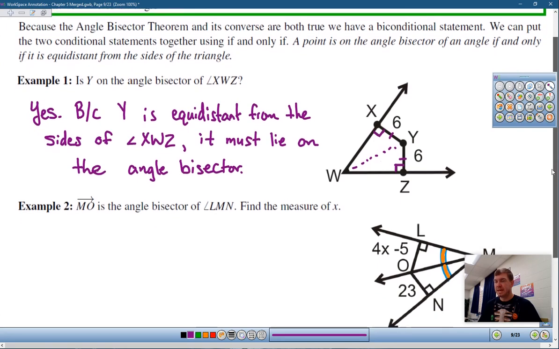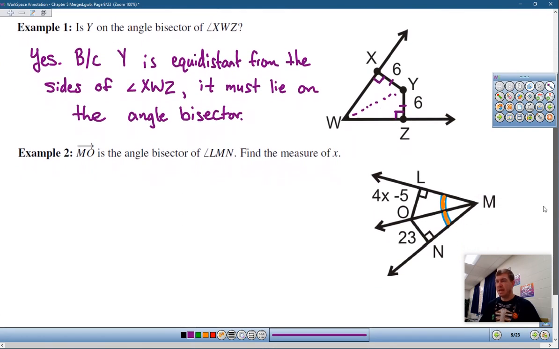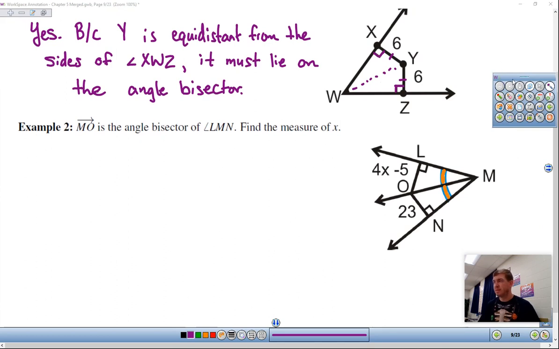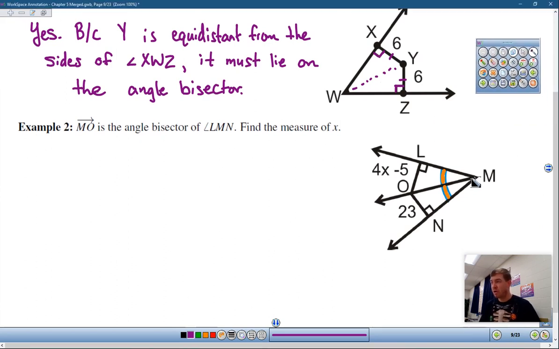Ray MO is the angle bisector of angle LMN. Okay, that means that any point on ray MO, like O, is equidistant from the sides. So since we see the right angles here, we must know that these two segments would have to be the same length. So OL is equal to ON.